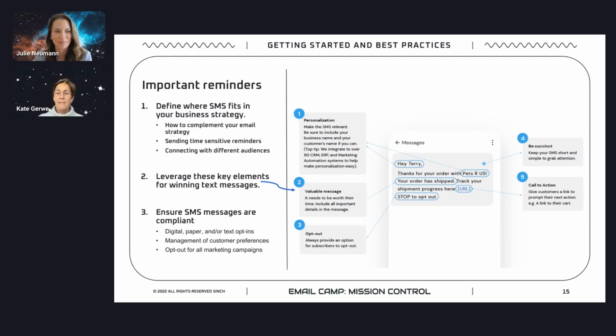Second, ensure that the message is valuable, that it's something important. Third, and you all know this, make sure that there's an opt-out. You've got to have an opt-out. Fourth, be succinct. I think we've all gotten those long text messages, and I, for one, often don't get past the fourth or fifth sentence in those. So really make sure it's succinct, get to the point. That will grab their attention. And then finally, include a call to action.